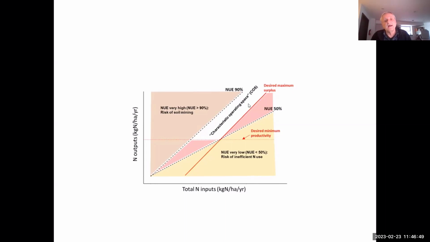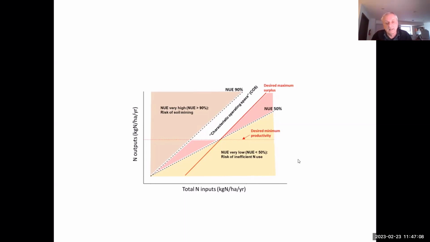I'll show you an example. And down here below 50%, that's considered inefficient. And you want to stay above this, minimize the surplus line. So you don't want to go where you have greater surplus and you don't want to have lower yields. So you have to take all that into account.